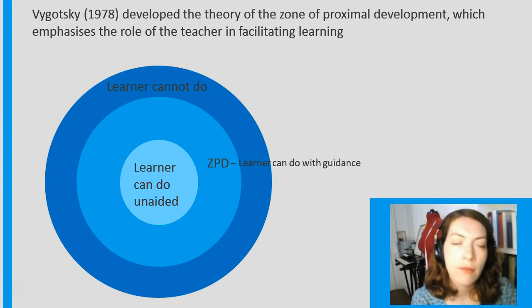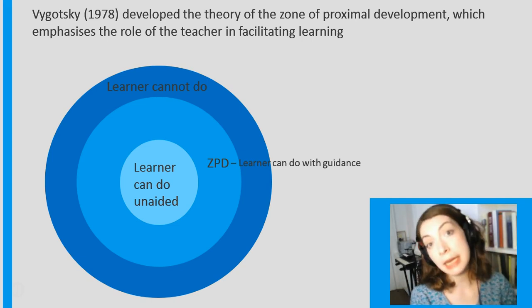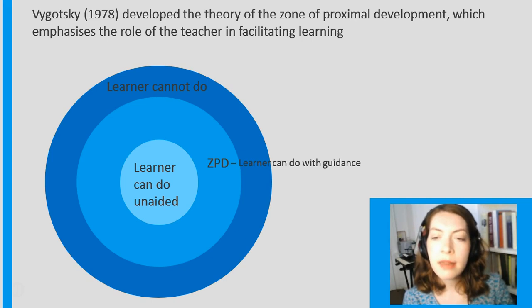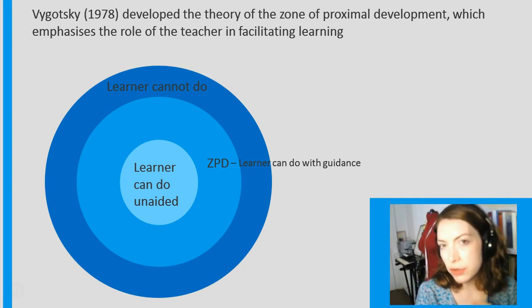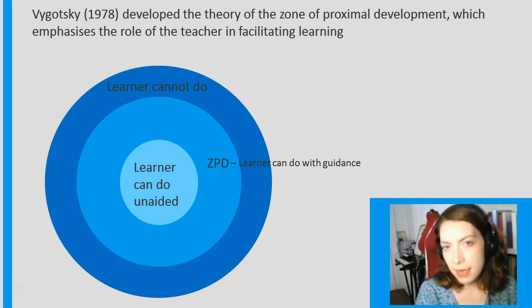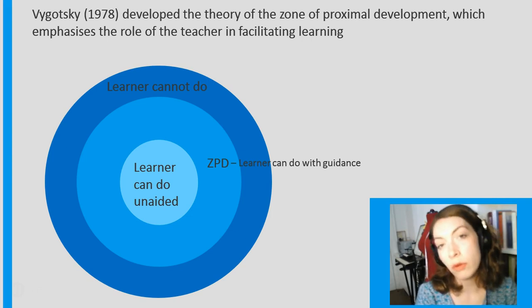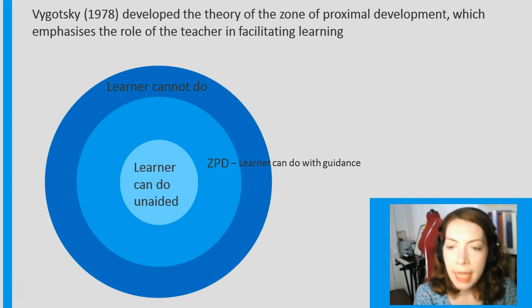The actual developmental level, which is in the centre there, and that's everything that the learner can already do unaided, without any help. And then the level of potential development, so the zone of proximal development as it's known here, and that is a range of tasks that the learner can achieve with some guidance or some assistance from a more able individual. So that could be you as a teacher, or it could be a more advanced classmate.